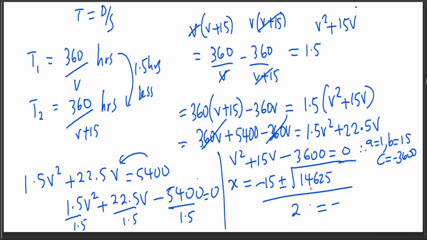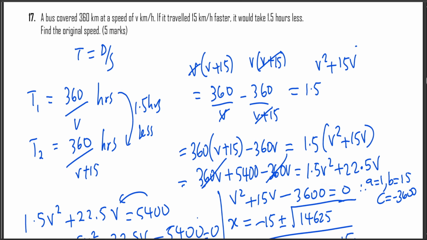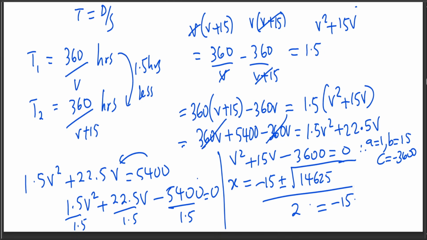So it's going to be minus 15 plus, it can be minus. The reason why we drop the minus is because this is a speed. You don't have a speed which is negative unless it's velocity. So you just write the plus sign only. This is v, by the way. So you just have the value for positive numbers. So the root of 14,625 is going to give you 120.93. Minus 15 plus 120.93, divided by 2, is going to give you 52.965.